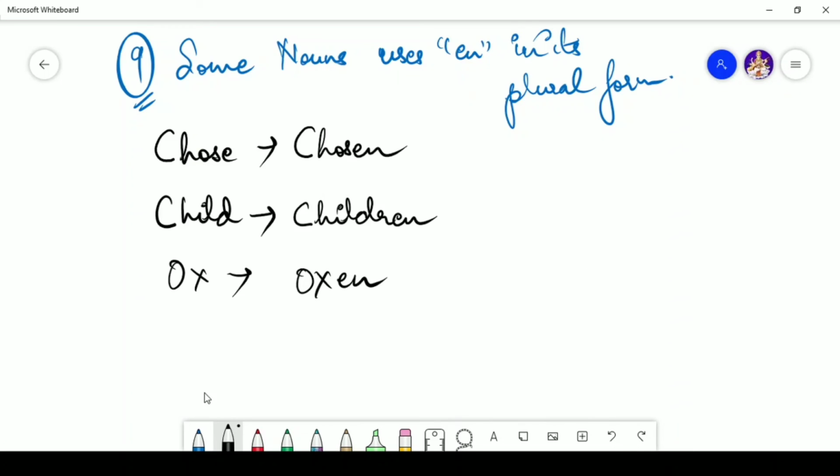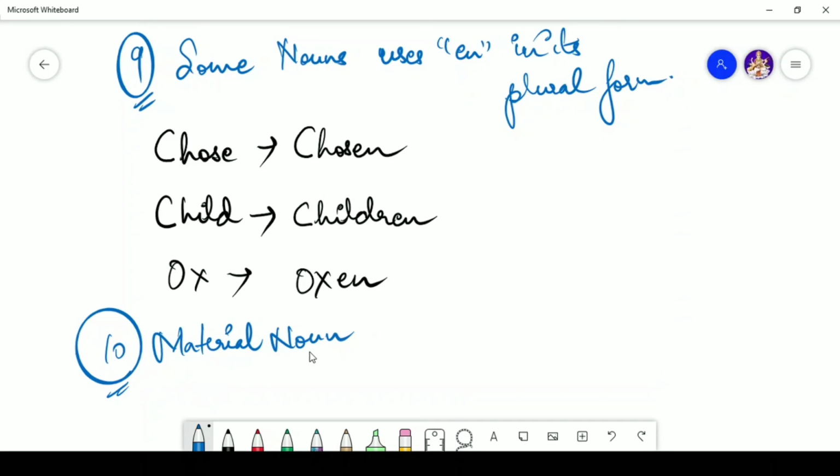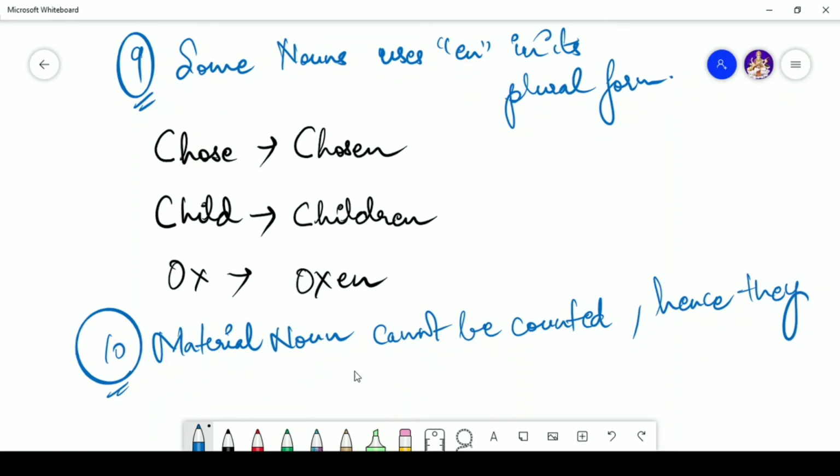Now let's talk about the 10th rule. Material nouns. When you're talking about materialistic things, in that case, material nouns cannot be counted. That is, you cannot count water, you cannot count tea. These are material things. So material nouns cannot be counted, hence they have no plural form.